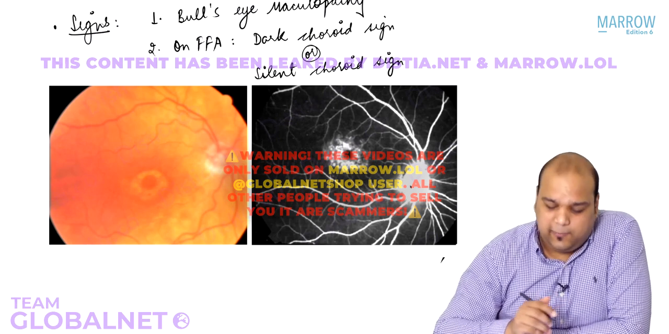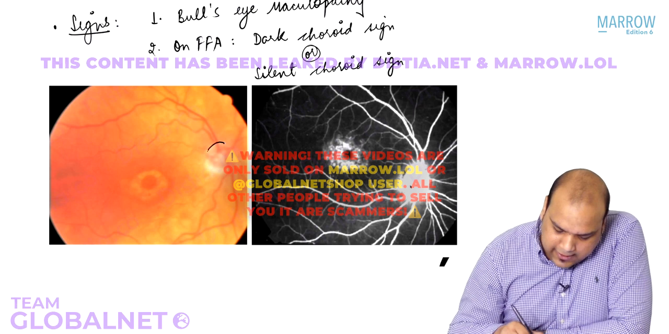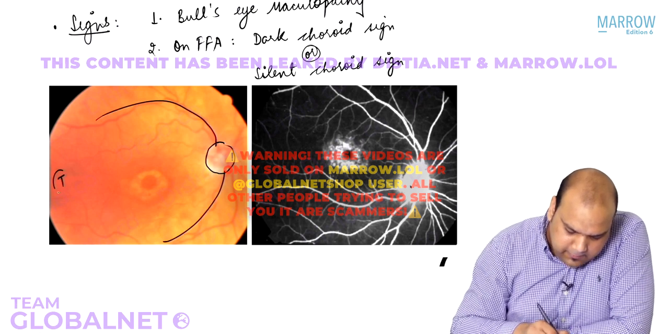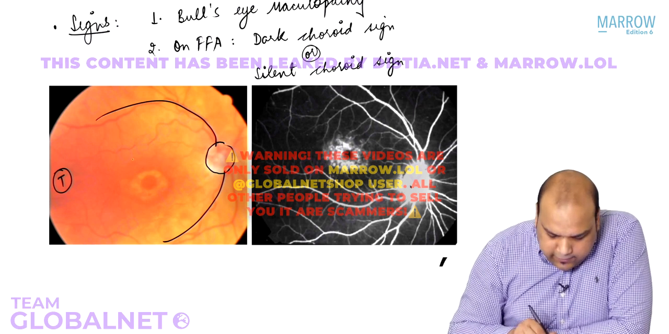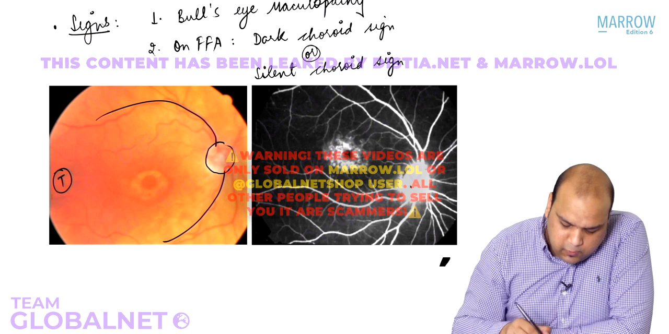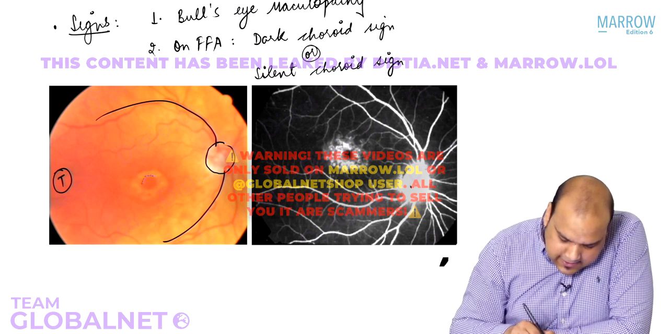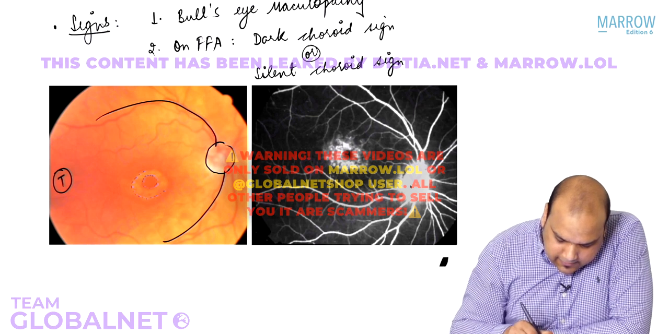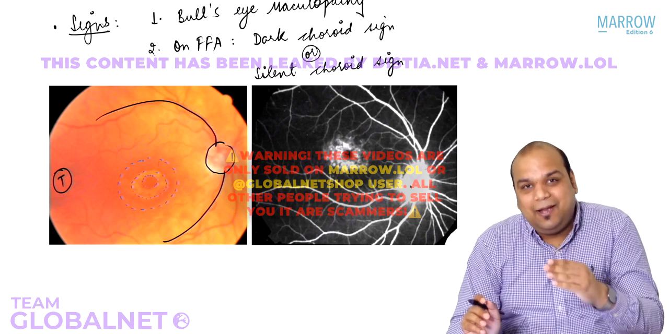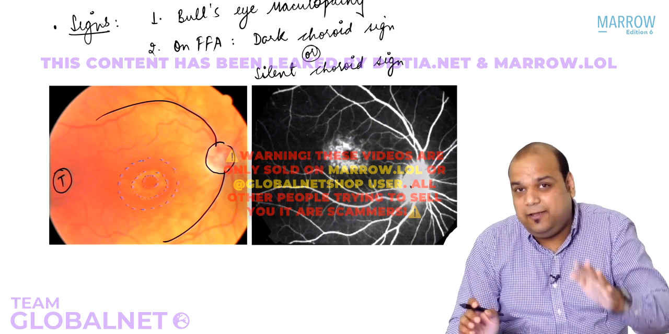Why is it bull's eye maculopathy? Again, I will ask you to focus on the anatomy first. Optic disc, blood vessels, temporal side. That means now I have to focus on the macula. On the macula, if I see carefully, what do I see? I see a central dark ring. Then I see a light ring. And then I again see a dark ring. So my macula has dark and light alternating rings.